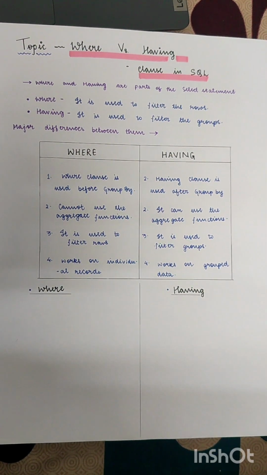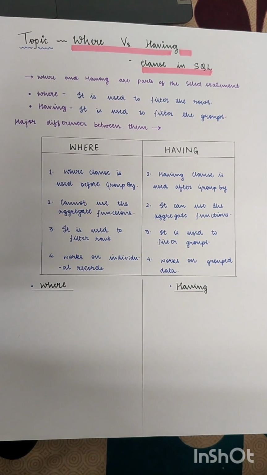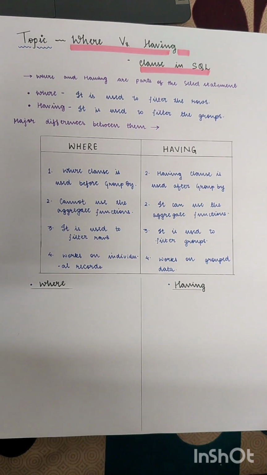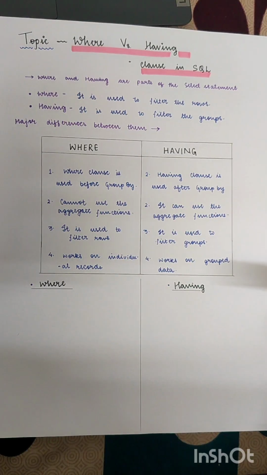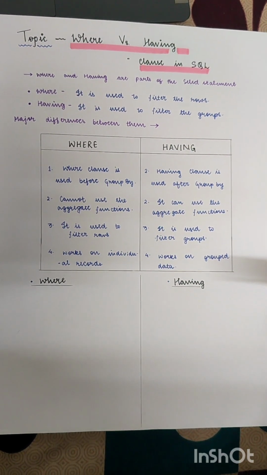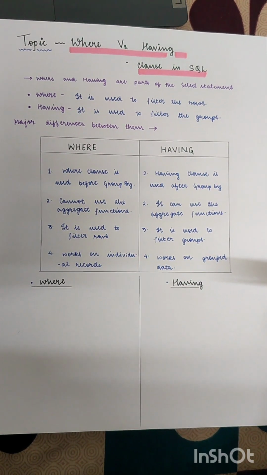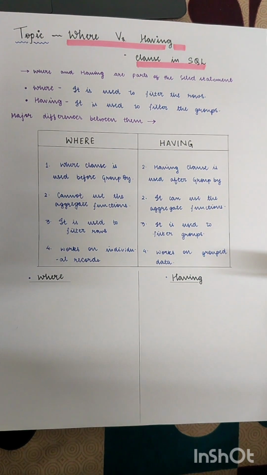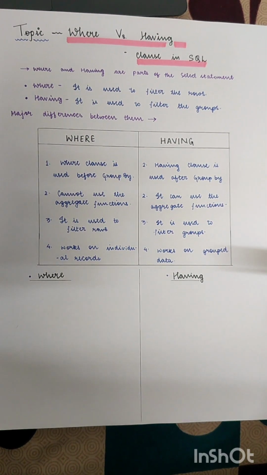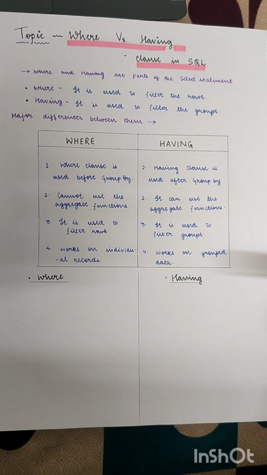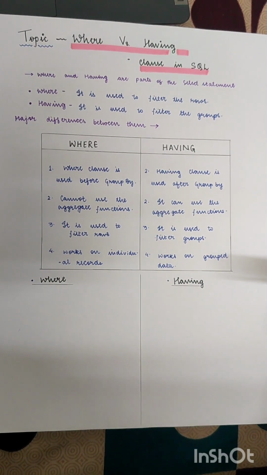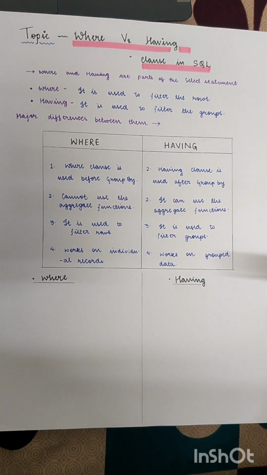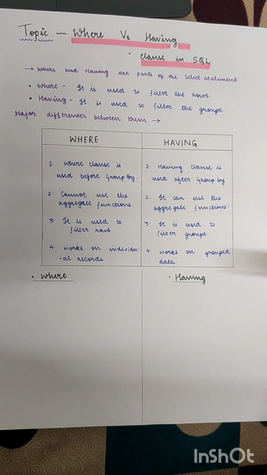So what are the major differences between them? WHERE is used before the GROUP BY and HAVING is used after the GROUP BY. We cannot use aggregate functions such as max, min, sum, count in the WHERE clause, and in the HAVING clause we can use those aggregate functions, which will be helpful. WHERE is used to filter the rows only, and we can filter the groups in the HAVING clause. So WHERE works on individual records, and HAVING works on the group data.